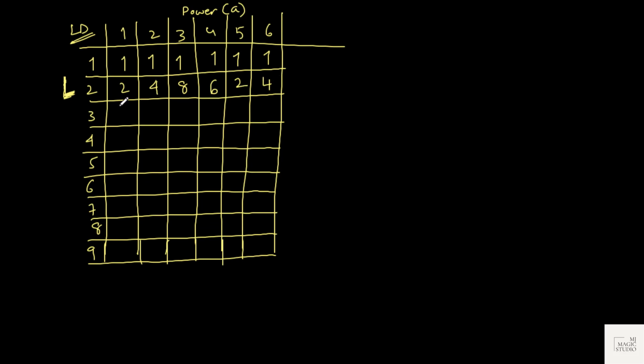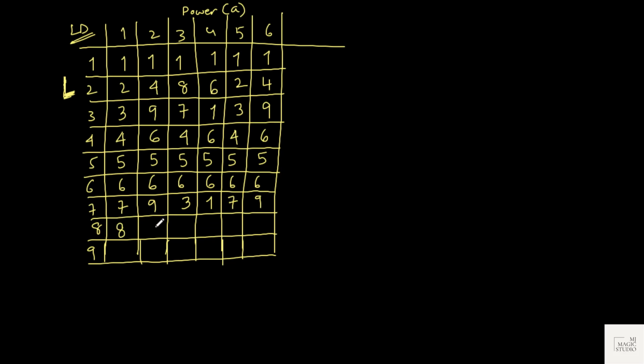Then for 3: 3 to the power 1 is 3, 3 into 3 is 9, 9 into 3 is 27, last digit 7, 7 into 3 is 21, last digit 1, 1 into 3 is 3, and 3 into 3 is 9 again. For 4: 4, 4 into 4 is 16, 6 into 4 is 24, again 4, and again 6 we will get. For 5, whatever be the power, it will always end with 5. For 6, 6, 36, 6, it will always end with 6. For 7: 7, 7 into 7 is 49, 9 into 7 is 63, 3 into 7 is 21, 1, 1 into 7 is 7 again, and then 9.